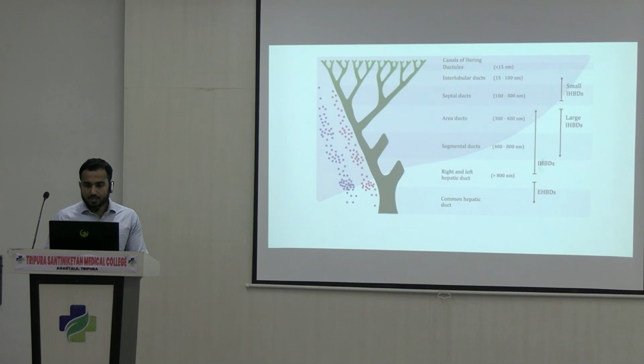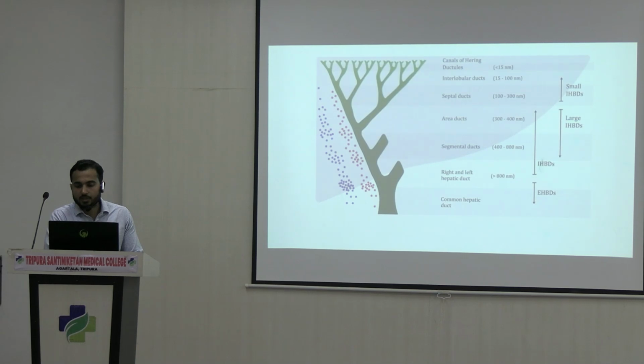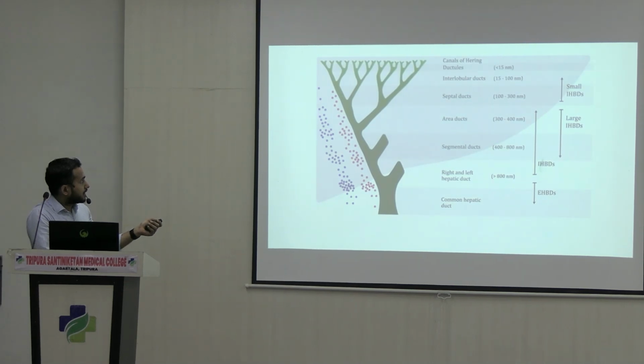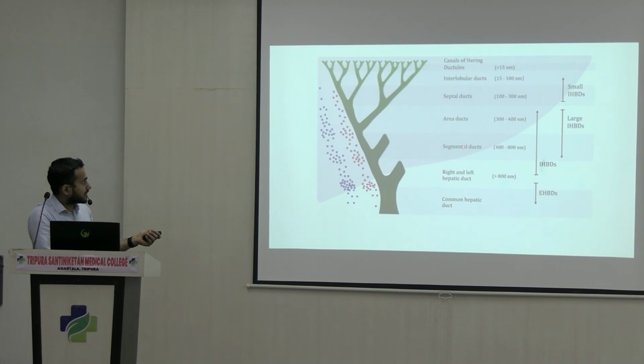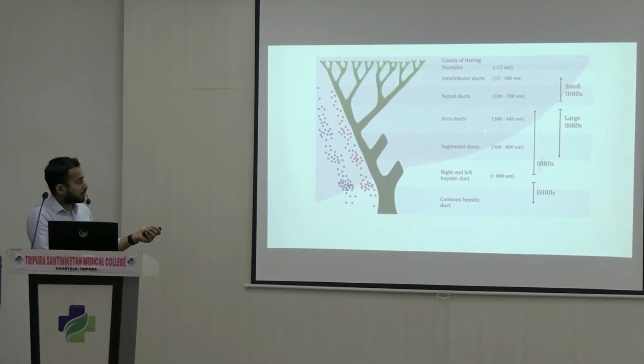Now here you can see the intrahepatic biliary tree. So bile canaliculi, and after the bile canaliculi we are getting the canal of Herring. You can see the canal of Herring. Then what are we getting? Interlobular ducts. Then septal ducts, area ducts and segmental ducts are there.